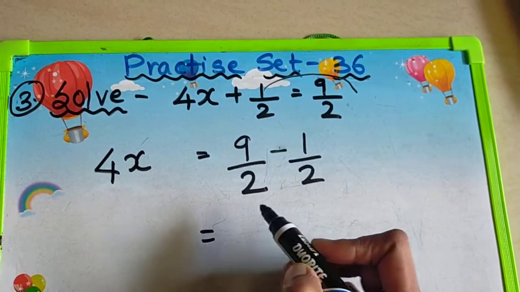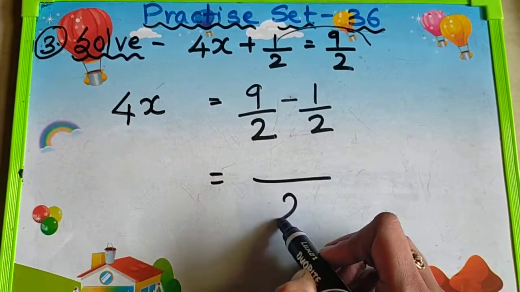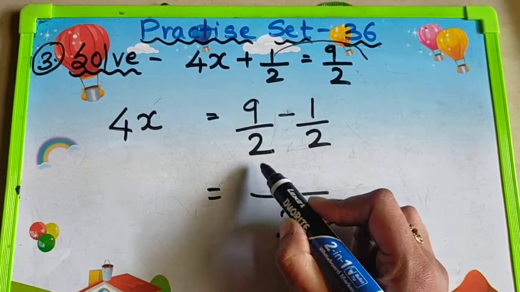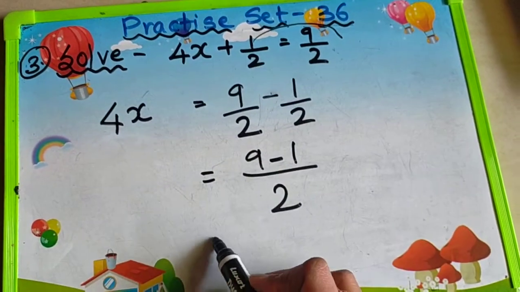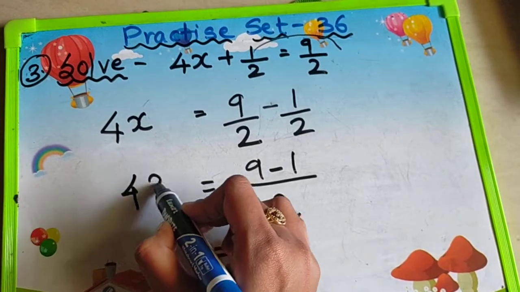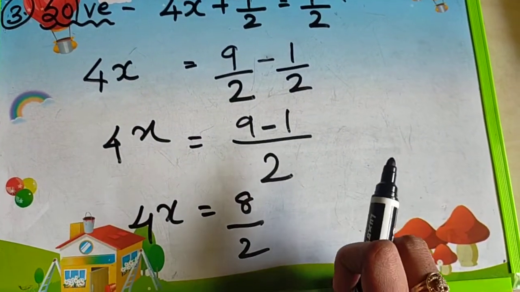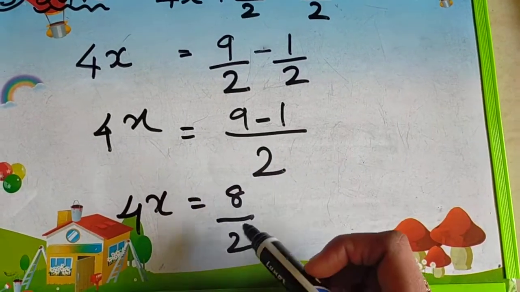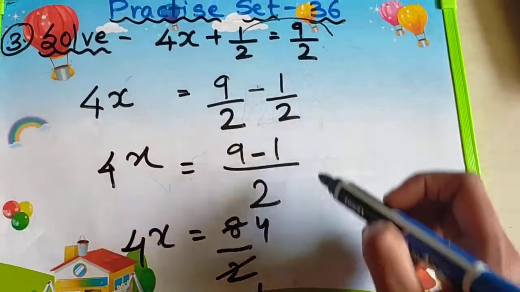So now what will we get? As the denominators are common, we will write it once, 2. Only one time we will write, and in the numerator 9 minus 1. Yes, so we will get 9 minus 1, 8 upon 2. And this side will remain as it is. Okay, so what did we get? 4x equal to 8 upon 2. So now we can divide this, 2 ones are 2, 2 fours are 8. So finally what did we get?